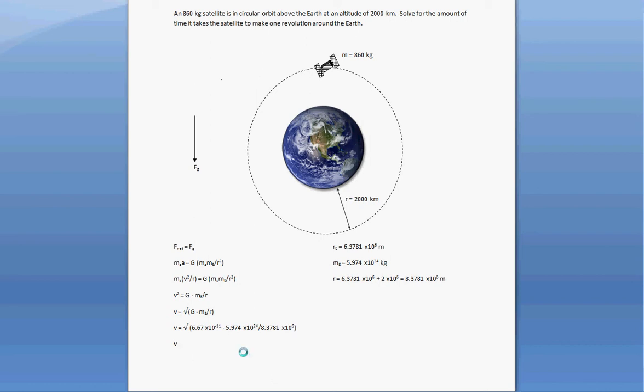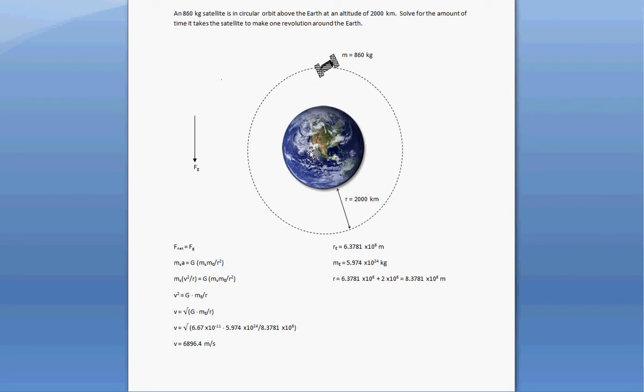Alright, so our velocity is equal to, let's see, 6.67 e negative 11 times 5.974 e 24, divided by 8.3781 e6, equals this really big number, and I'm going to square root it, and I get 6896.4 meters per second for my velocity. So that tells us the tangential velocity of the satellite.